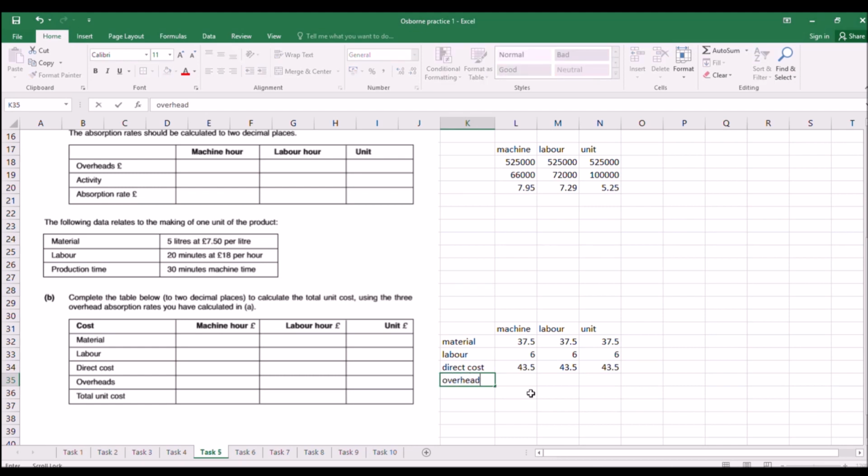Right, now then we've got our overheads. And now we're going to absorb them in, and it says we've got 30 minutes of machine time, so that's going to be half of one of those there, but we've got to round that as well again.